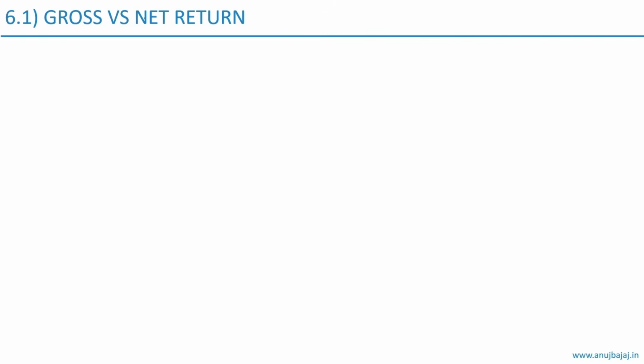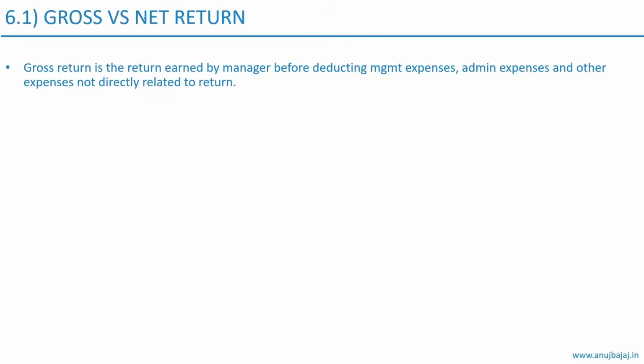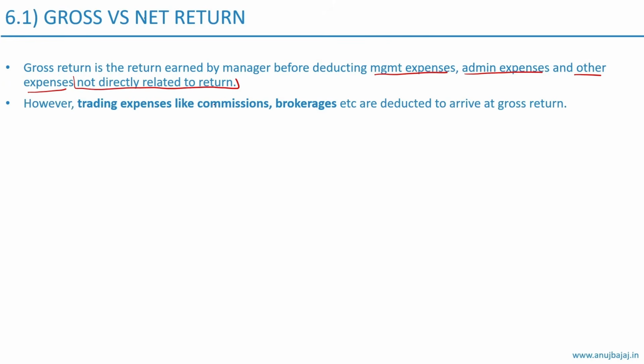The first measure of return is gross versus net return. Gross return is the return earned by the manager before deducting management expenses, admin expenses, that is, the administrative expenses, and other expenses not directly related to the return. However, trading expenses like commission paid to the stock exchanges and brokerages paid to the brokers should be deducted to arrive at gross return, because these expenses are related to return generation.